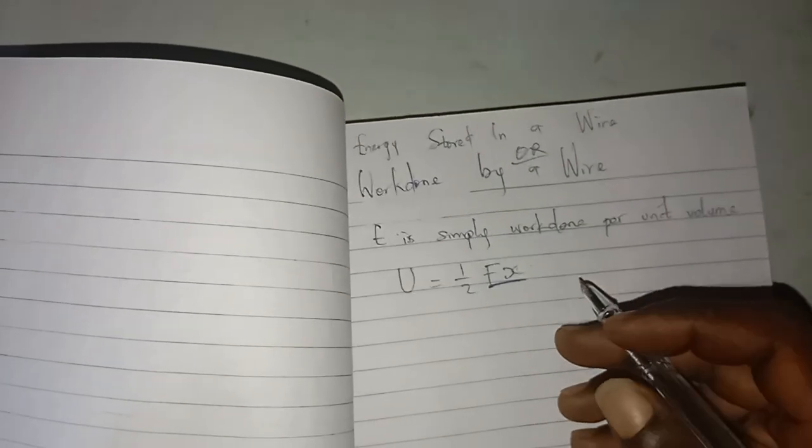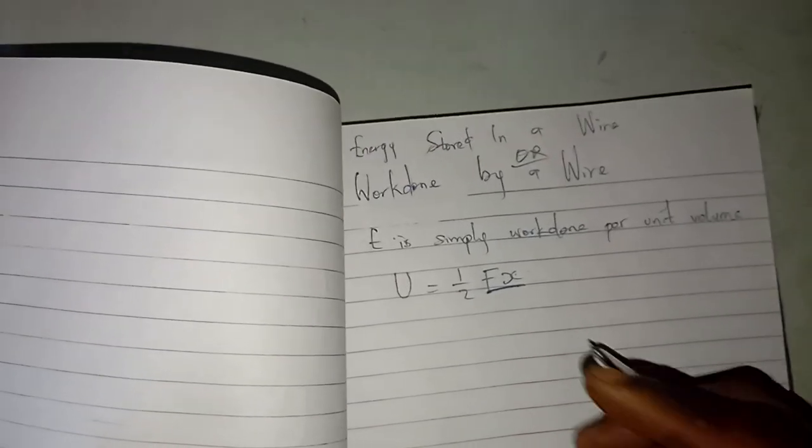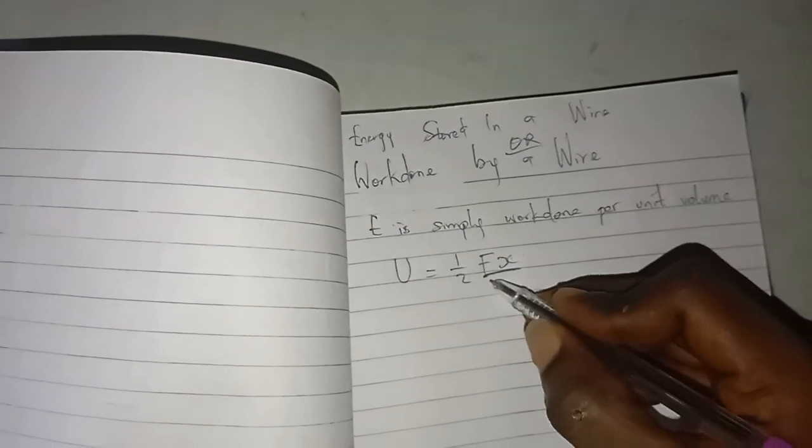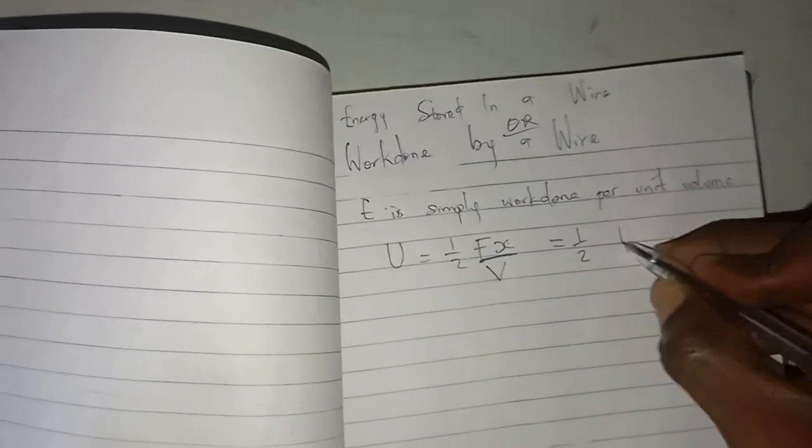everything here. This is work done, now Fx, that is force times displacement. I've told you that work is force times displacement, not force times distance. The one that is force times distance is moment, and that is why it is a vector. Work is a scalar quantity. So per unit volume is simply, come and put volume here. And the volume we are talking about here is simply, this will be half Fs.